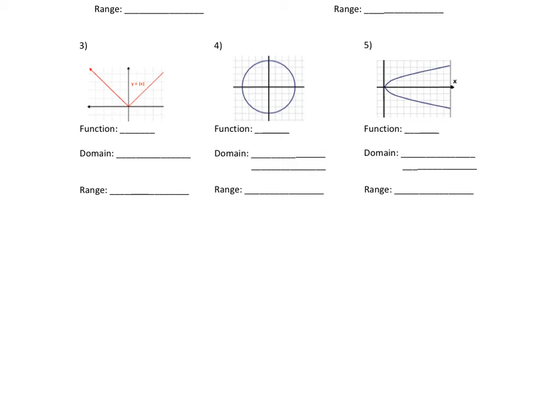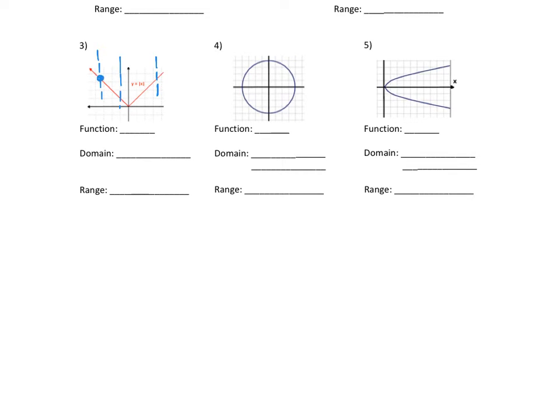Okay, so let's try a few graphical examples. So first things first, this is an absolute value function. Is this absolute value function a function? So to test if it's a function graphically, we want to draw a vertical line, any vertical line, through the function. We can draw one here, we can draw one here, we can draw one anywhere we want.